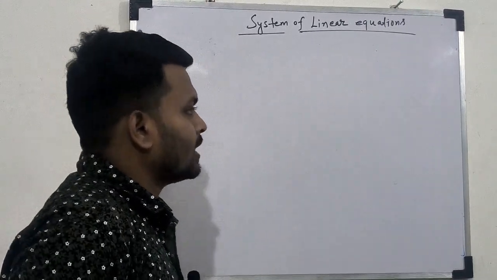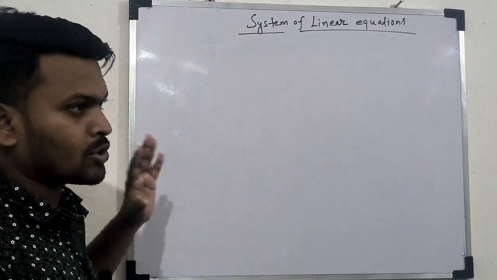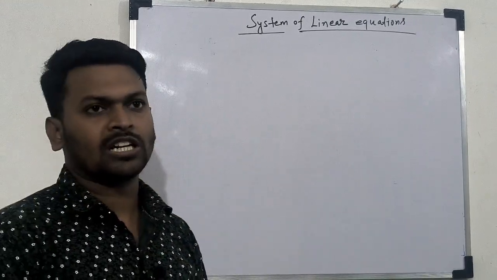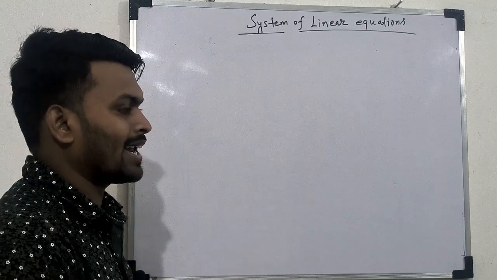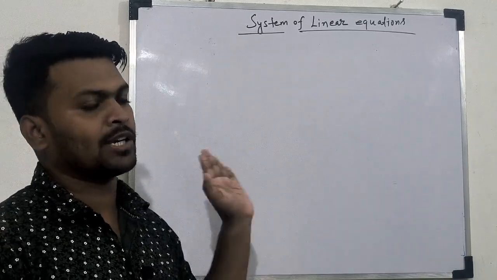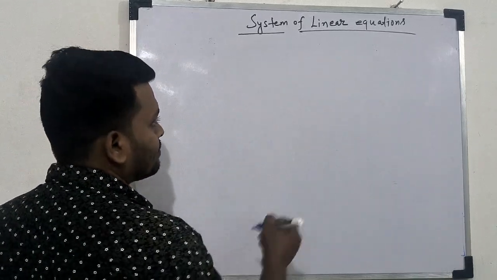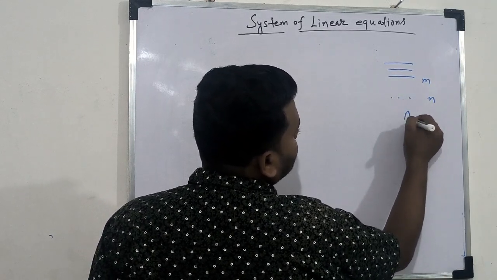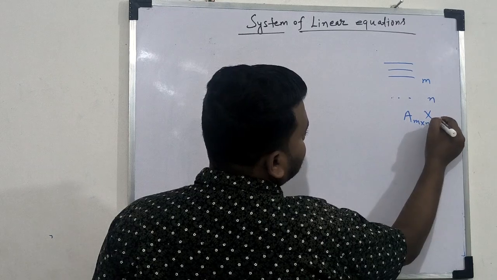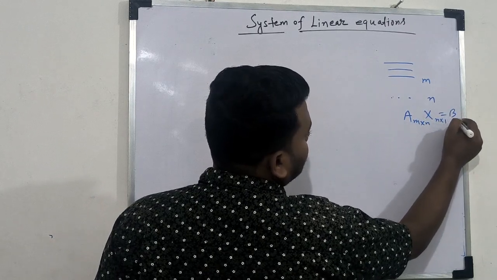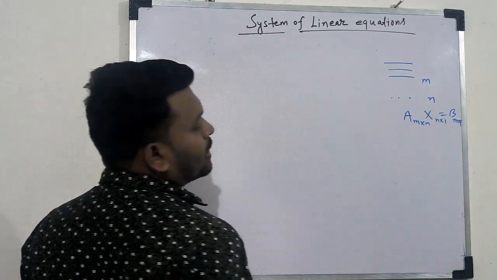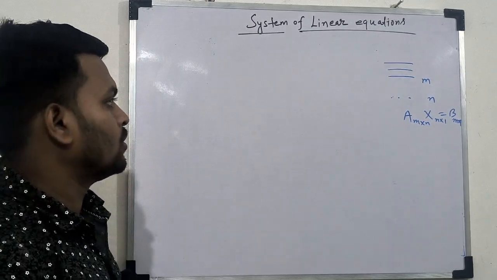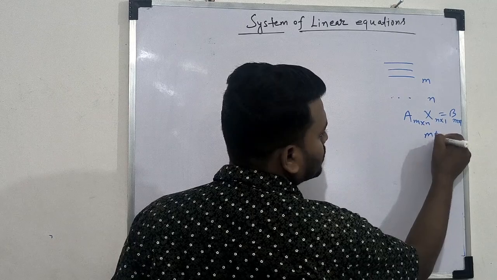So in the previous lecture, I discussed Cramer's rule to solve a system of linear equations. By Cramer's rule, we can solve a special type of system of linear equations where n unknowns and n equations are there. Generally, if there are m equations and n unknowns, that is A is an m cross n matrix, x is an n cross 1 matrix and B is m cross 1. Then we cannot use Cramer's rule when m is not equal to n.